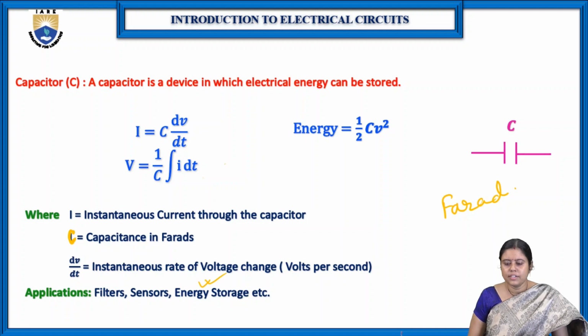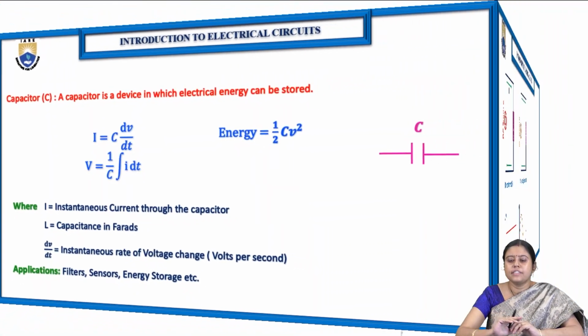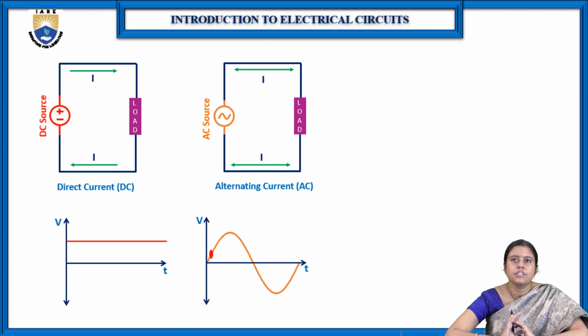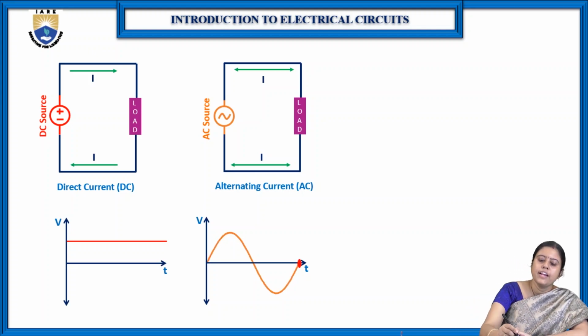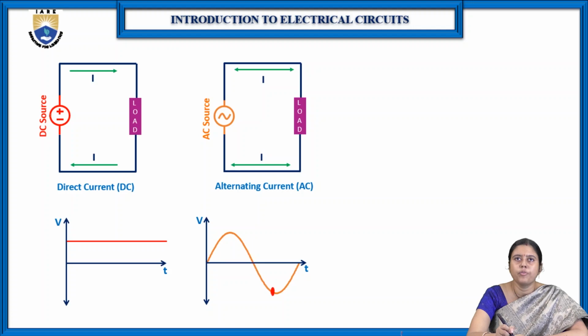Next we will discuss the sources. As we discussed, there are two types of sources. One is the DC source and the other is the AC source. DC source means the current is flowing in a constant direction, and if we plot it, we get a straight line. AC source means it has a positive peak and a negative peak, and it is the alternating current.